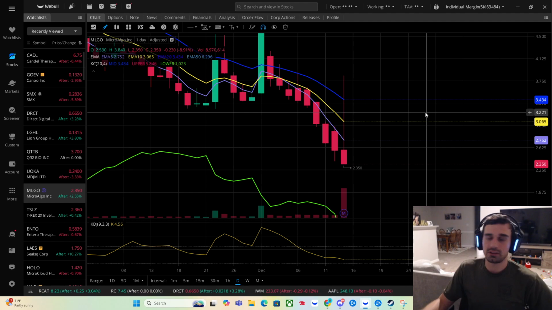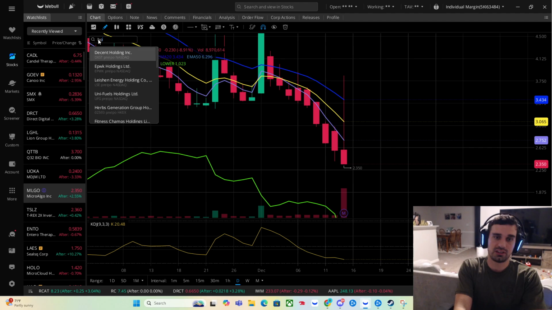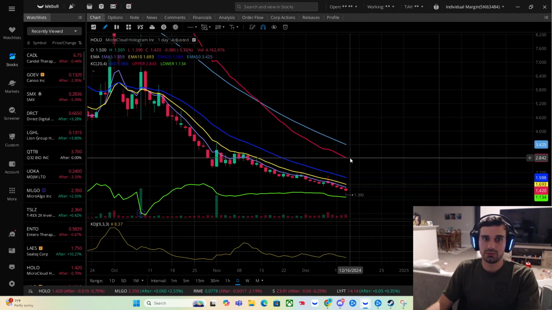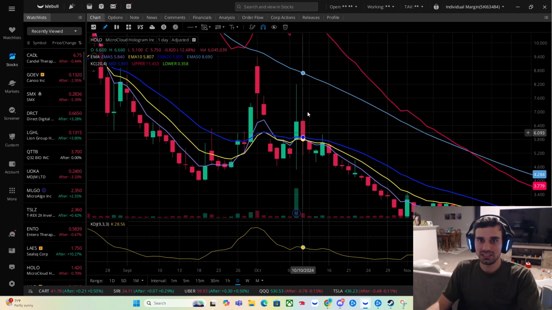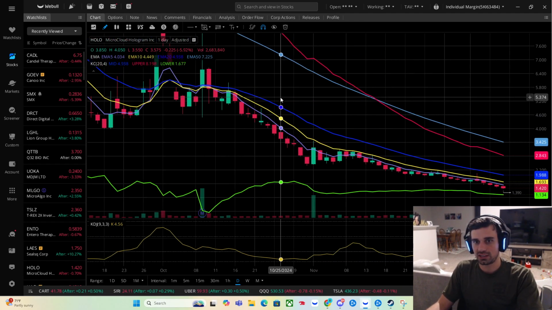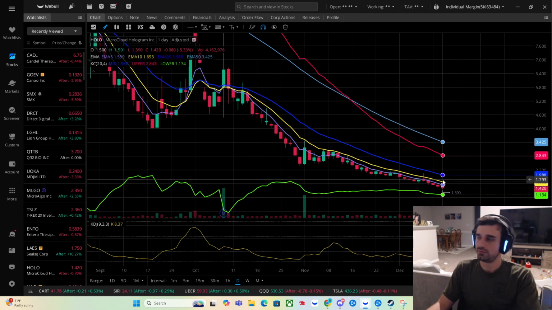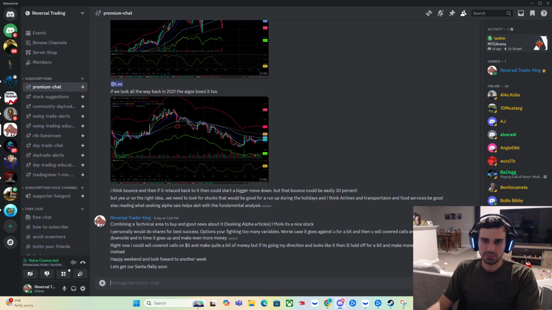But this is my analysis on MLGO. I would say definitely wait. My prediction is, we get a reverse split, 1 for 20, just like MLGO. Have a little movement here on the first day, maybe on the second day, and then it goes plummeting down. That's my prediction. So I hope you guys like this analysis.